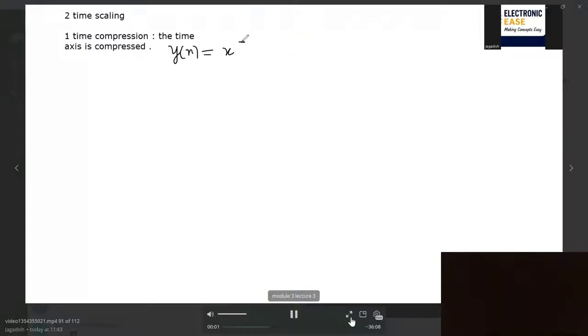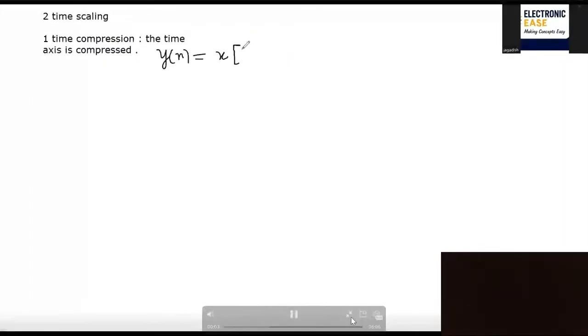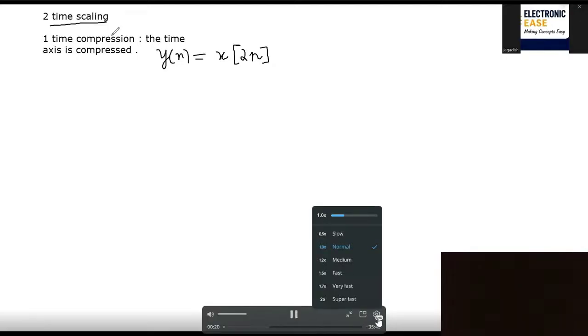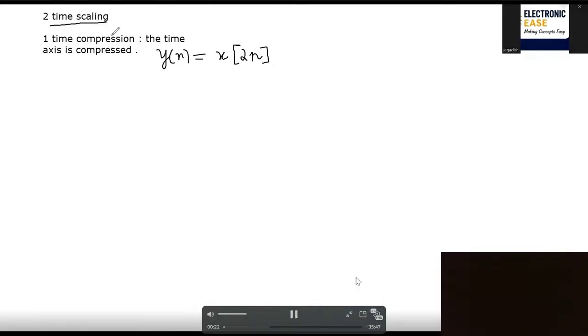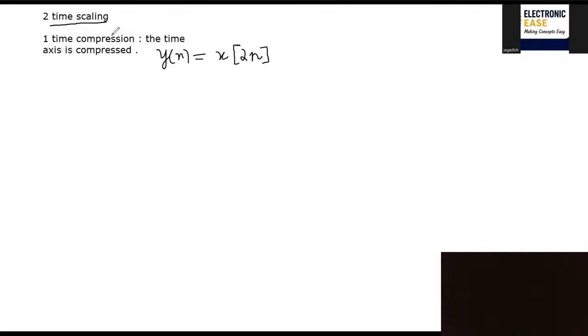So time scaling is y of n is equal to x of 2n. This is the formula for the scaling. For time scaling, there are two types. First one is time compression, so the time axis is compressed. So y of n is equal to x of 2n.